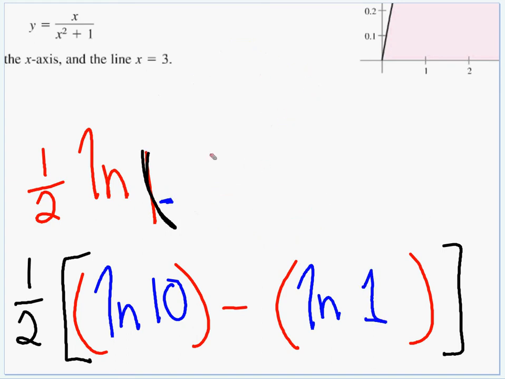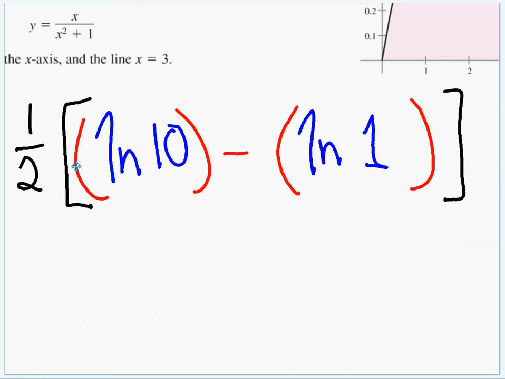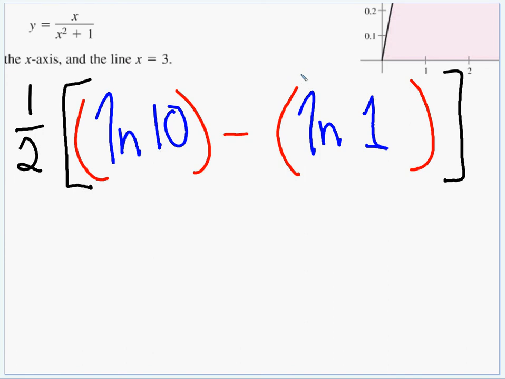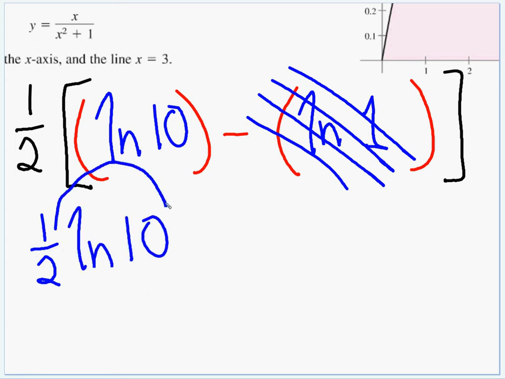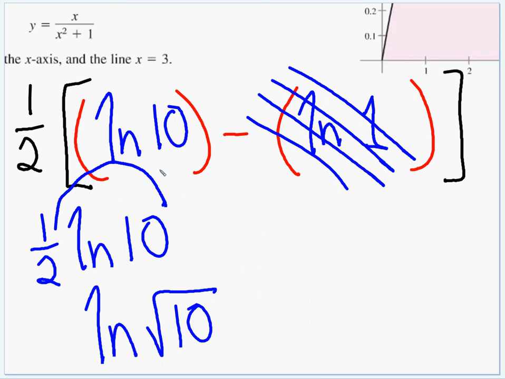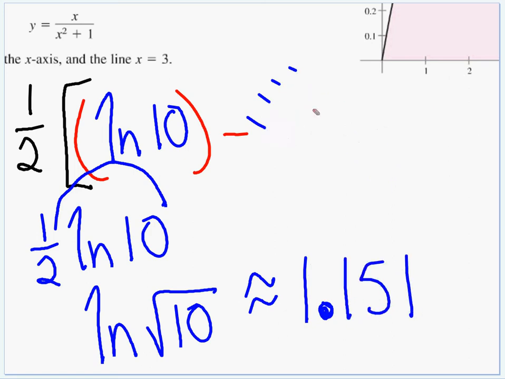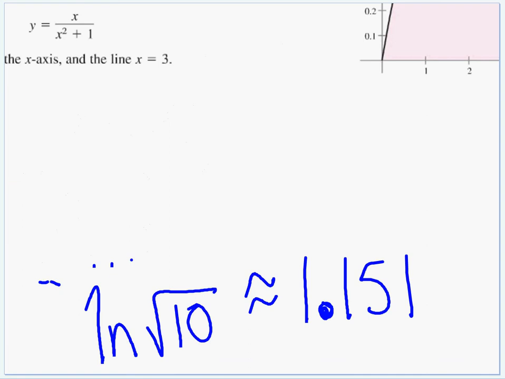Now hopefully you remember from previous classes or maybe even pre-calc, what is the natural log of 1? That's a good one to have memorized. Natural log of 1 is 0. So that's gone. So what we're left with is 1/2 of the natural log of 10. Or if you want to move the exponent up and make it a half power, you could write that as the natural log of the square root of 10. Let's turn that into a decimal. Either of these would turn into the decimal approximately 1.151.